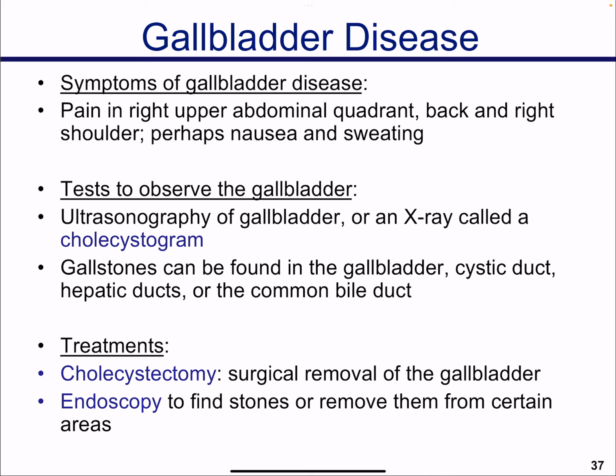For gallbladder disease, some symptoms are going to be pain in the upper right abdominal quadrant, because this is kind of where the gallbladder is located, right? The pain can radiate right back to the shoulder. Sometimes there could be nausea or sweating or both, right? How can we know that there is a gallbladder disease? Typically, ultrasound, okay? It's what is going to allow us to know if the gallstones are there or not.